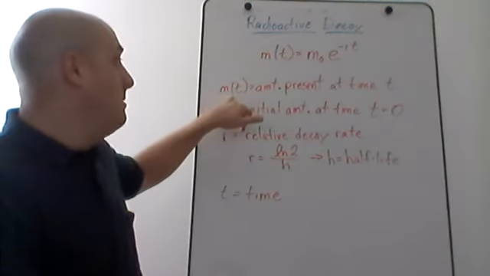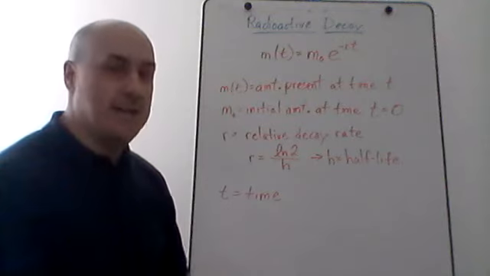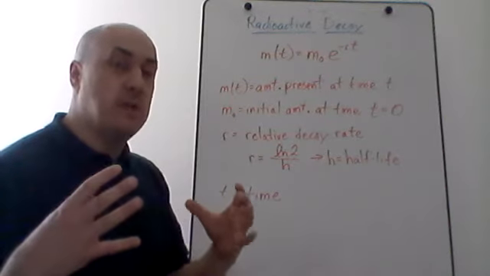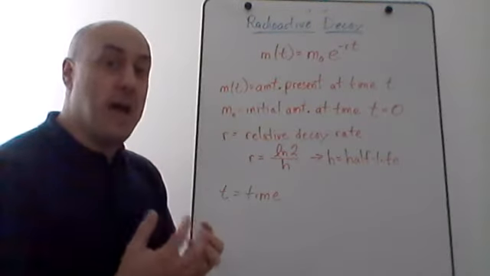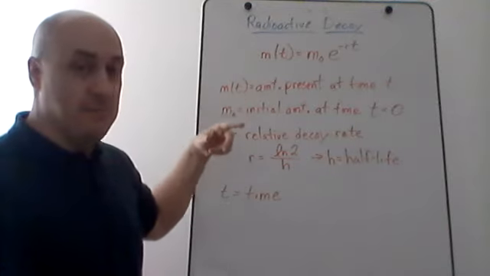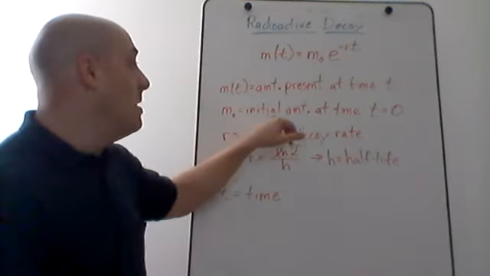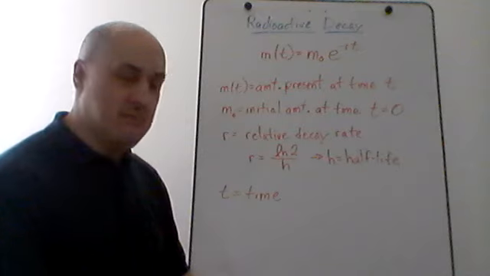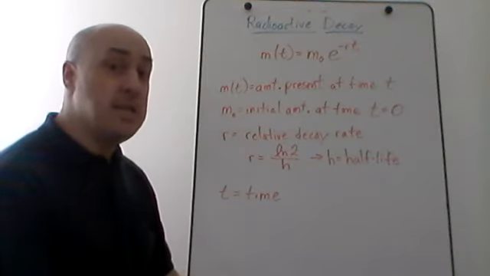So M of t is the amount present at time t, right? So you have a radioactive substance. However much of that radioactive substance you have at time t, that's your M of t. M sub 0 is the initial amount of the radioactive substance at time t equals 0.